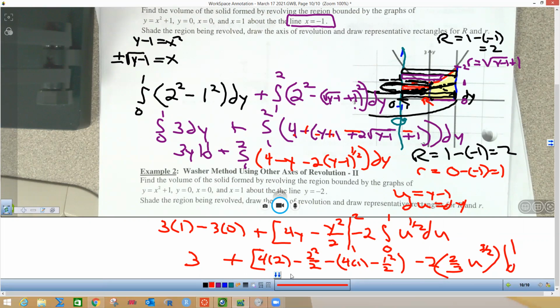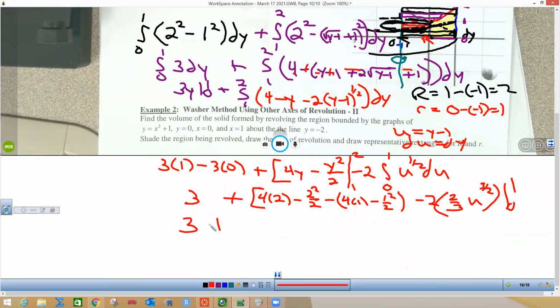So let's go down here and simplify some stuff. So this is still 3. Over here I got, let's see, that's 8. I got 8 minus 2. This reduces to 2. And I got a minus 4 and plus 1/2 right there. And over here I got minus 2. And then I'm going to plug in my 2. Well, actually, let's put this 2/3 and 2 together. Let's make this 4/3.